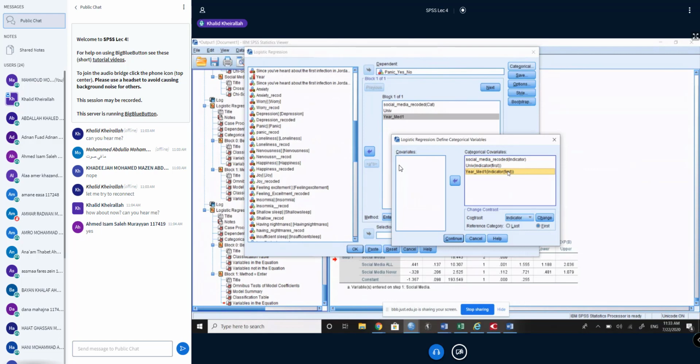Now, each of these variables will have an effect on panic levels. Each of them will have an effect on panic levels. However, when you combine them together, some of these effects will be removed. Okay, some of these effects will be removed. Now, this is what's called by control of confounders.